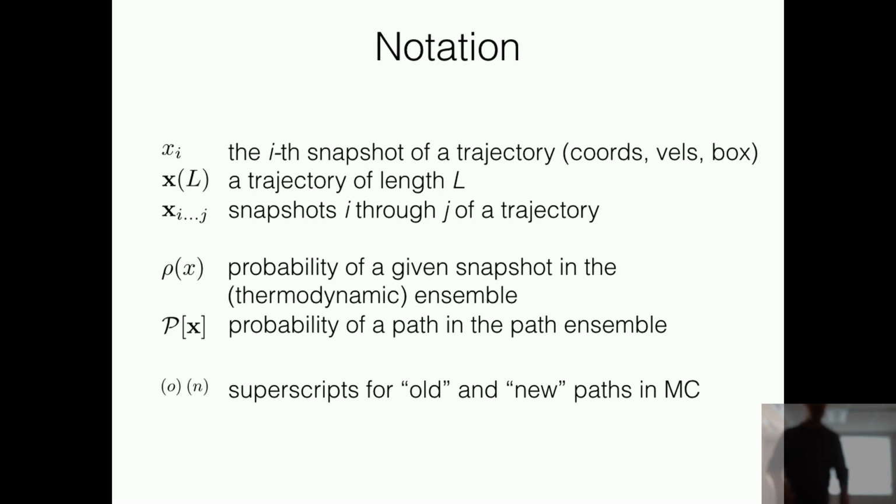But the big thing is I use bold x's for a trajectory and italic x for a snapshot. And then what we called rho when it was thermodynamics, we use this capital script P. And yeah, the rest is all pretty straightforward. That's for the path ensemble probability, the capital script P.